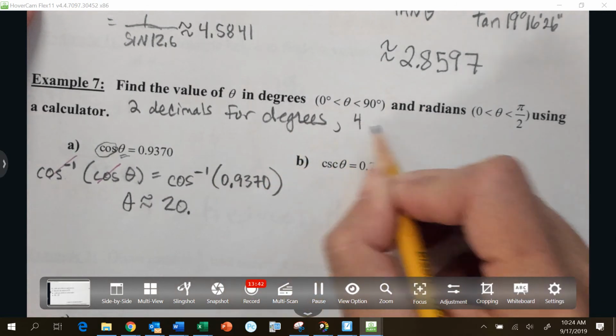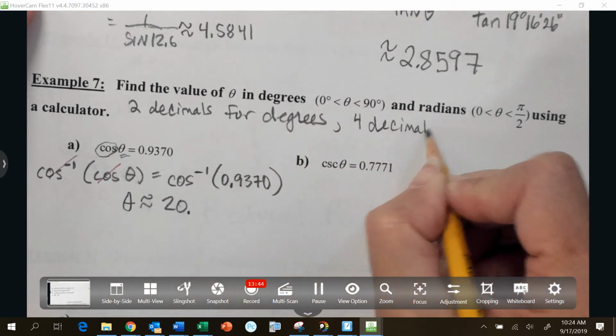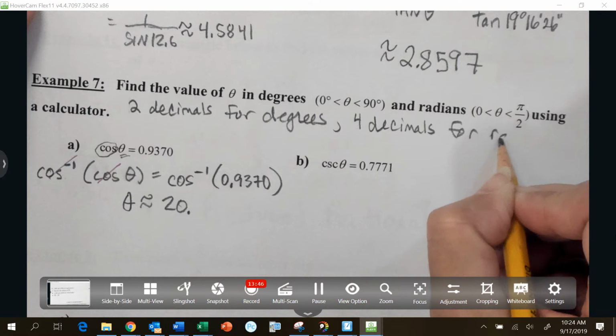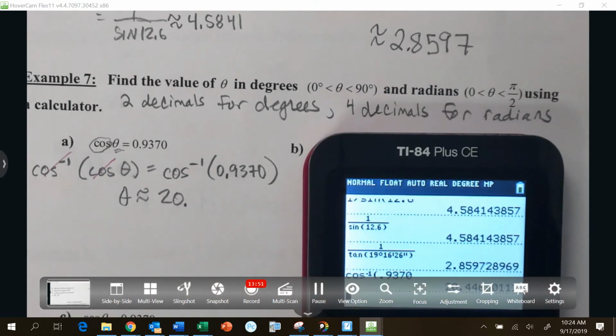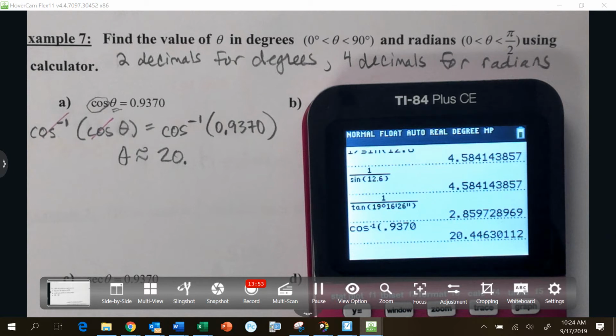And we'll do 4 decimals for radians. Okay. 2 decimals for degrees and 4 decimals for radians. So I got 20.45 degrees.